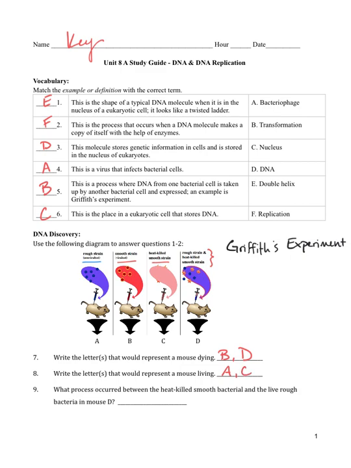Number 9 says what process occurred between the heat-killed smooth bacteria and the live rough bacteria in mouse D. So this is where we learn about that process called transformation. This is where the DNA from the dead smooth strain entered the cells of the rough strain, which was still alive, and it caused the rough strain to express the genes from the smooth strain. And so the name of that process is transformation.